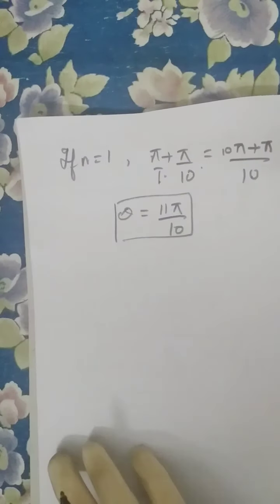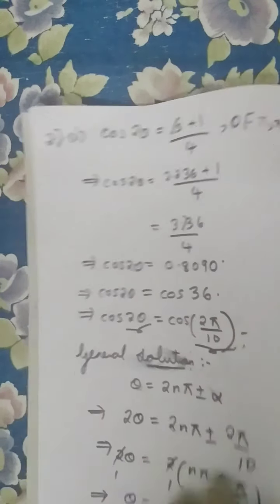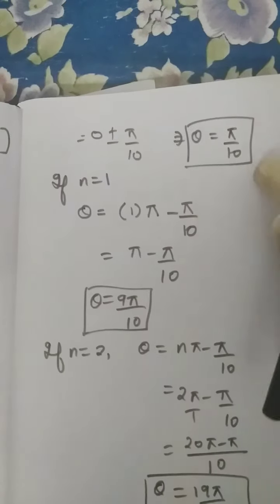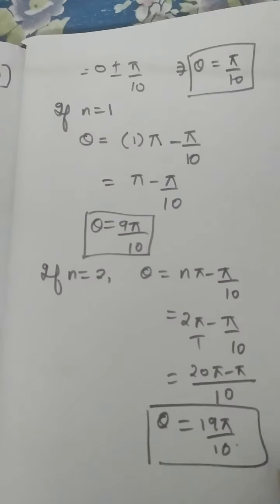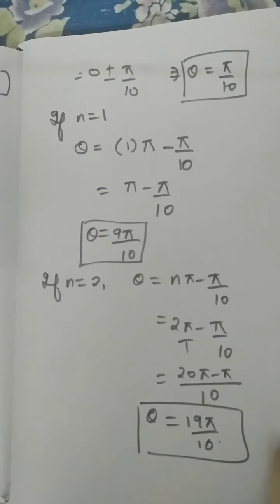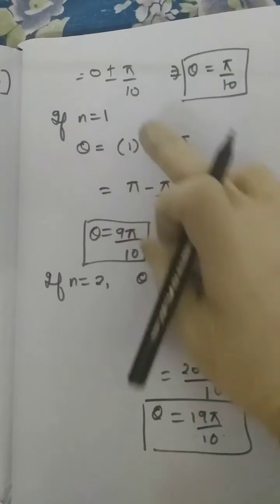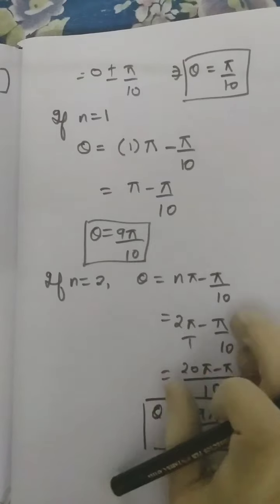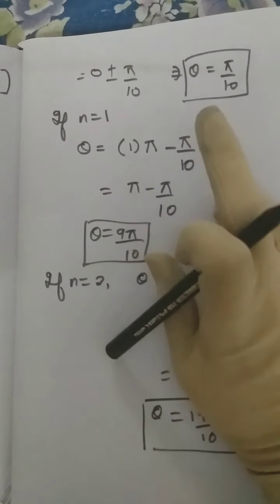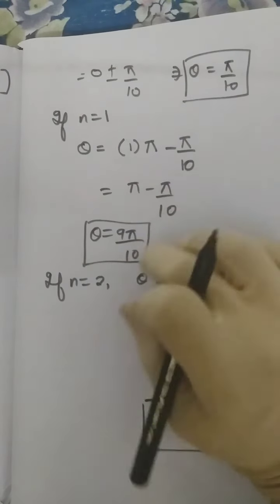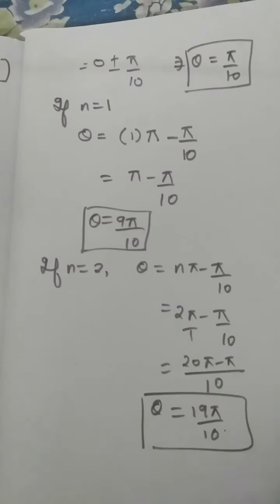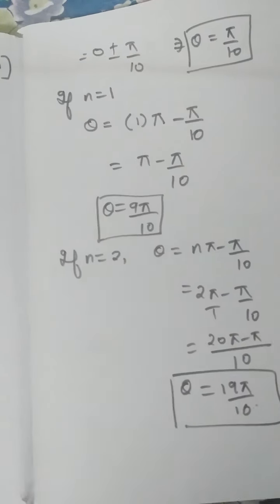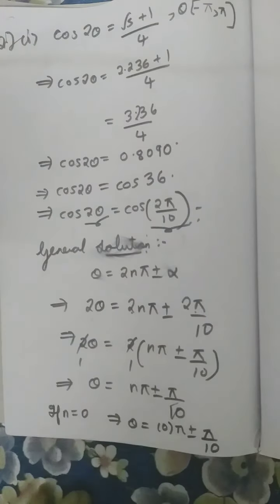So what are the values of theta I got? I got pi by 10, 9 pi by 10, 19 pi by 10, and 11 pi by 10. I took n equals 1 and I took n equals 2, and for n equals 2 I took only n pi minus pi by 10, but for n equals 1 I took both pi minus pi by 10 and pi plus pi by 10, because those fit in the range of 0 to 2 pi. If I take plus for n equals 2, I'll get 21 pi by 10. If I solve 21 pi by 10, it will be a very big value.